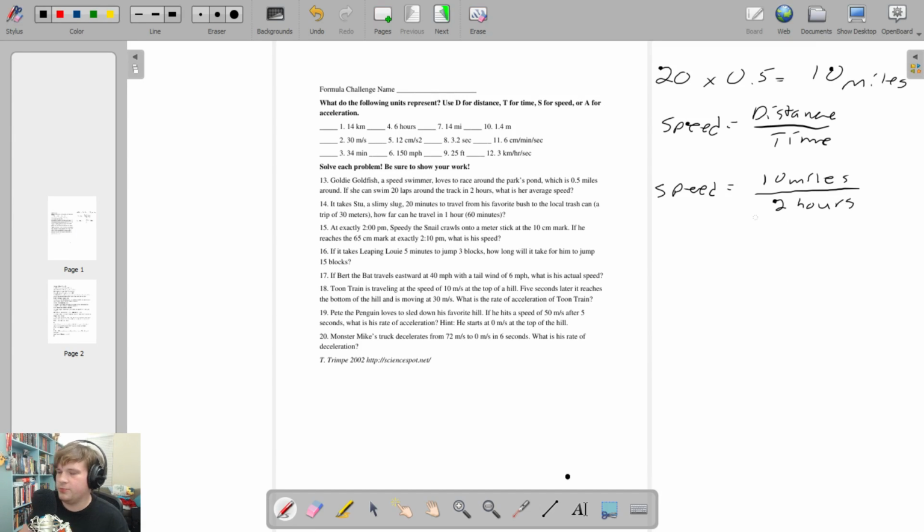Okay, so our speed is equal to 10 divided by 2, which is going to give us a speed of 5. And our units here are miles over hours. Okay, so miles and hours, so 5 miles per hour. Another way you can write miles per hour is 5 mph, 5 miles per hour. That help? What else do you need?